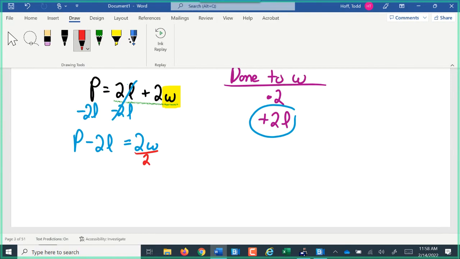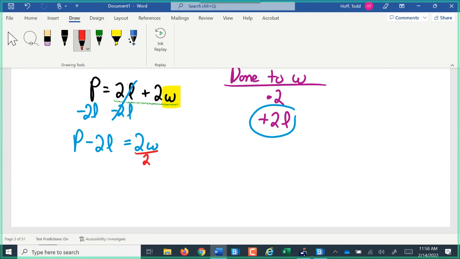Now we subtracted up here. Remember, when we add or subtract, we have to have the same name. We only combine it with things that have the same name. That's why P minus 2L stayed as P minus 2L, because they didn't have the same name. But remember, when we multiply or divide, we don't need the same name.